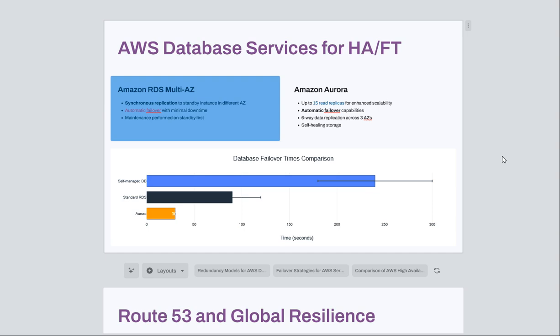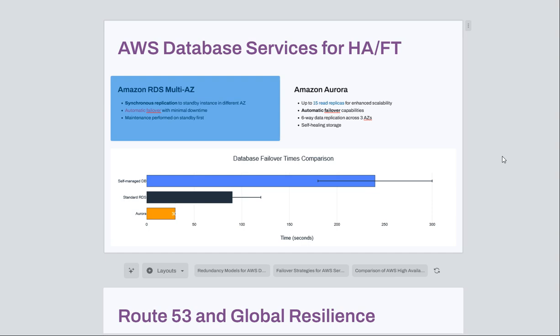Database failover times comparison, right? We're comparing the database failover times. So how long will it take? Self-managed databases are the ones taking more time, right? And standard RDS is in the middle, it takes a middle amount of time, but Aurora is very fast. It's very low, less than 50 seconds. Is that time in seconds? So let's guess less than 50 seconds.